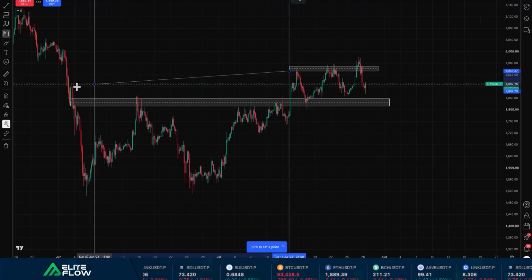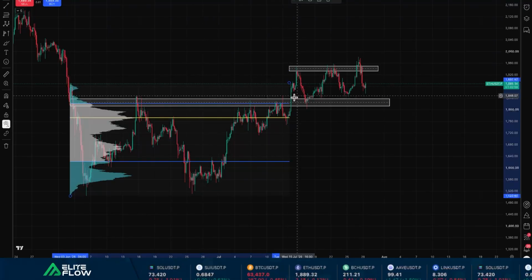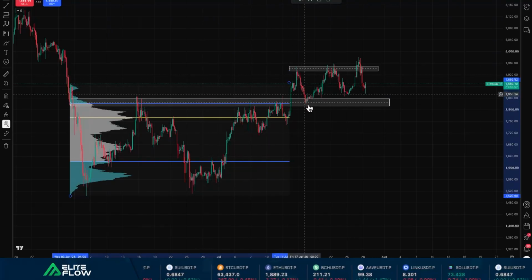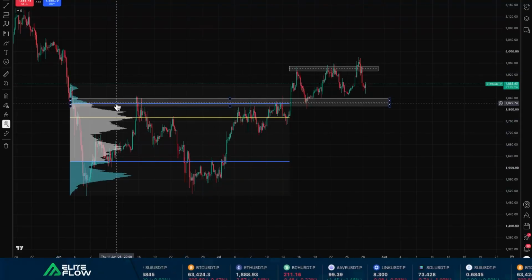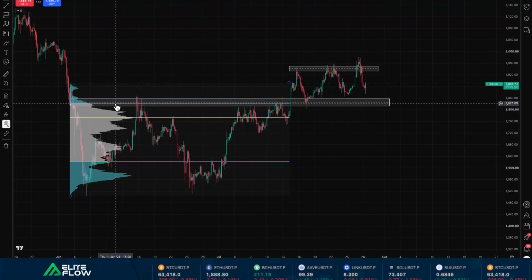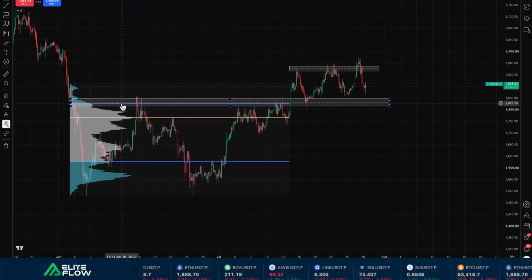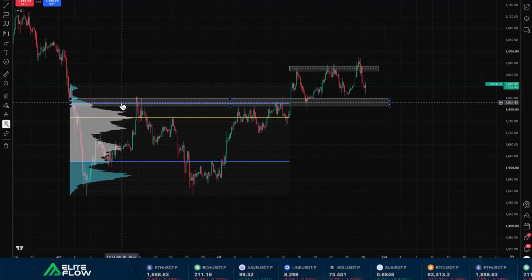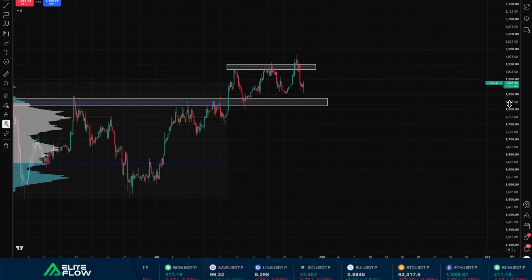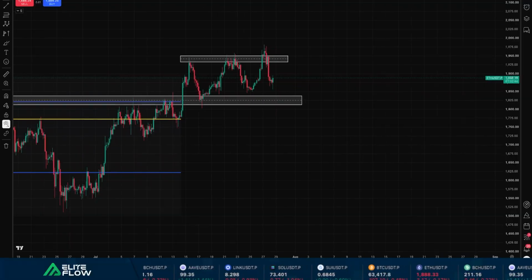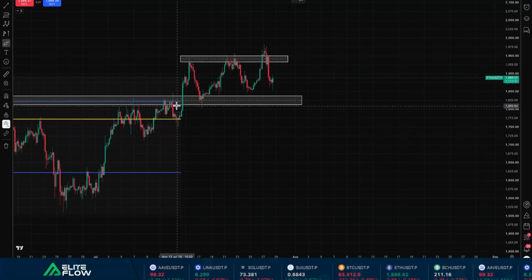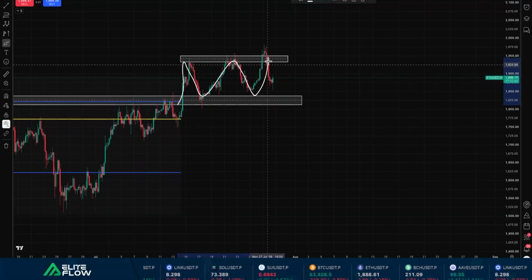Trace a fixed range volume profile, just like so, and we can see how this first retest was down to the value area high, which is this blue line. And since then, we haven't even come close. Therefore, Ethereum, how I'm treating it, I'm just treating it as a completely different thing. It's going in its own sideways range.